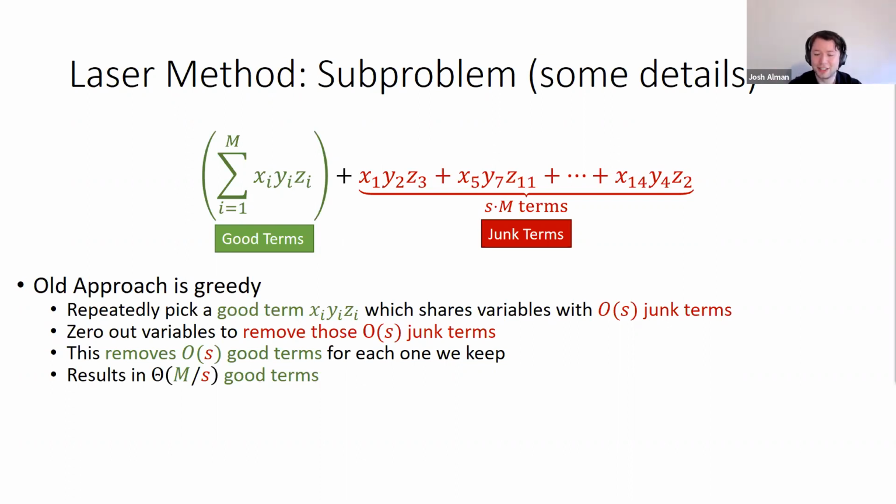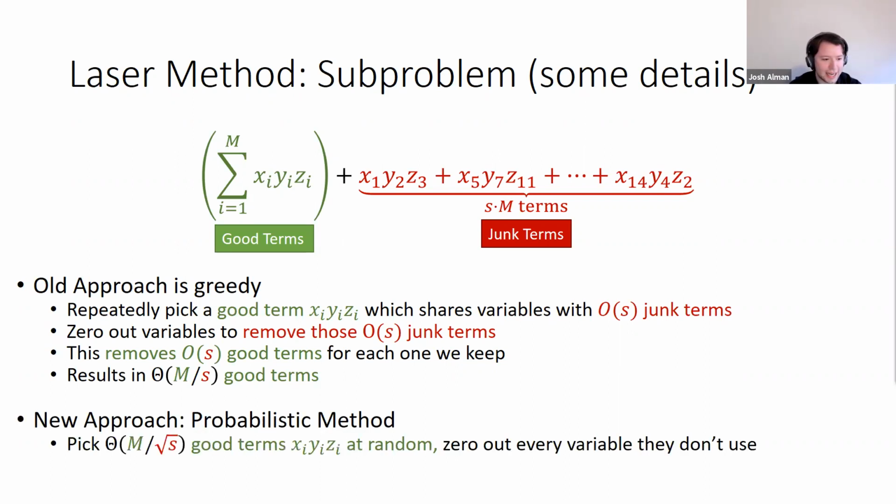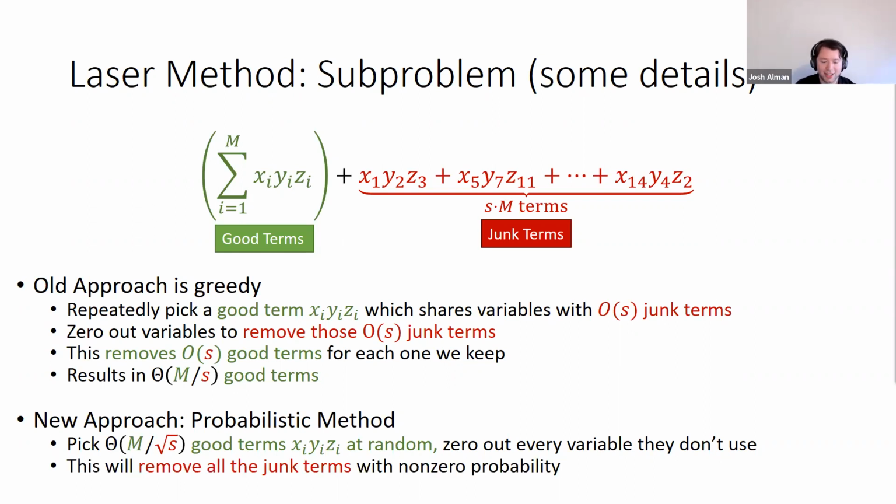So our new approach to doing it faster instead uses the probabilistic method. What we show is that if you pick m divided by square root of s of the good terms at random, and zero out every variable that's not used by the good terms you've picked, then this will remove all the junk terms with some small but non-zero probability.